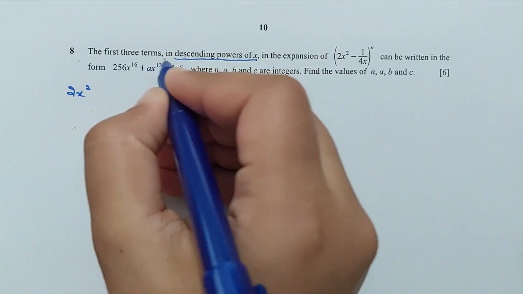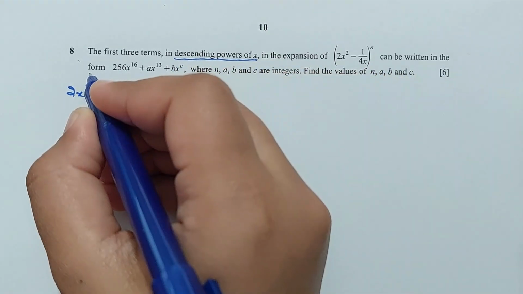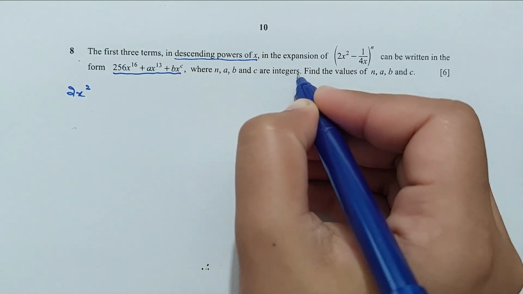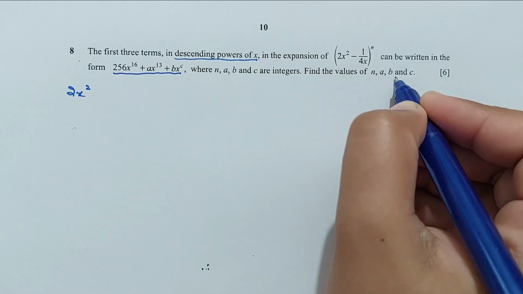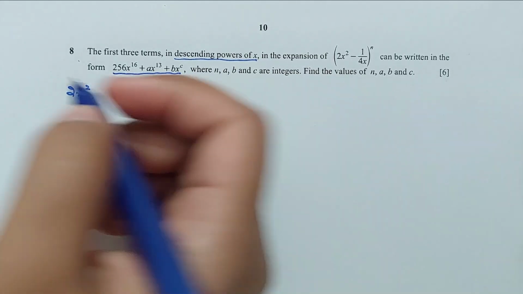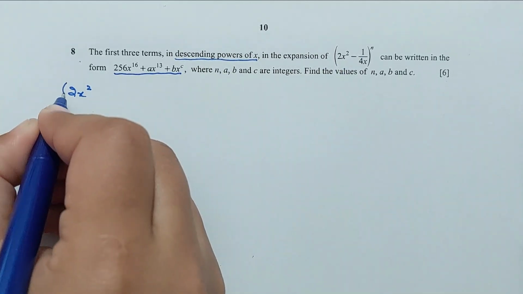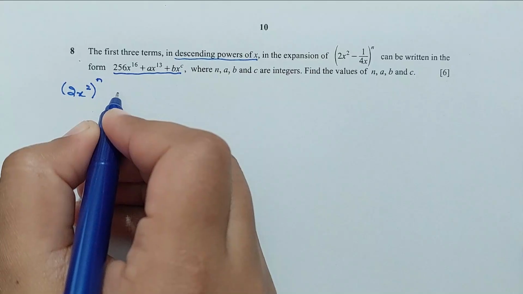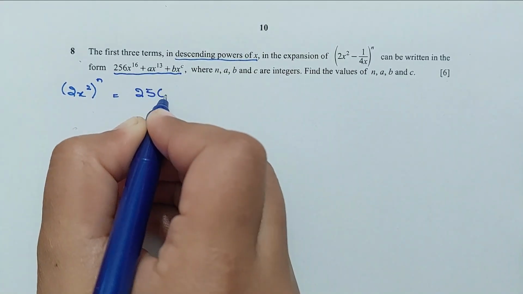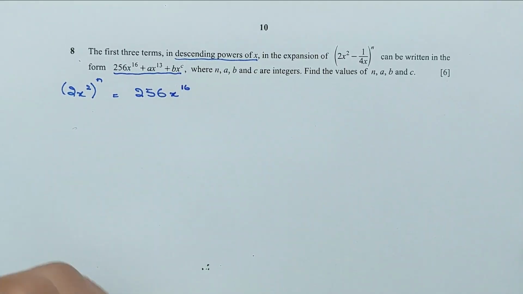Question number 8. The first three terms in descending power of x in the expansion of this can be written in the form shown, where n, a, b, and c are integers. Find the values of n, a, b, and c. So we have to write down the first three terms. The first term would be (2x squared) to the power n, and this term is equal to 256 x exponent 16. So from here we can easily solve for n.